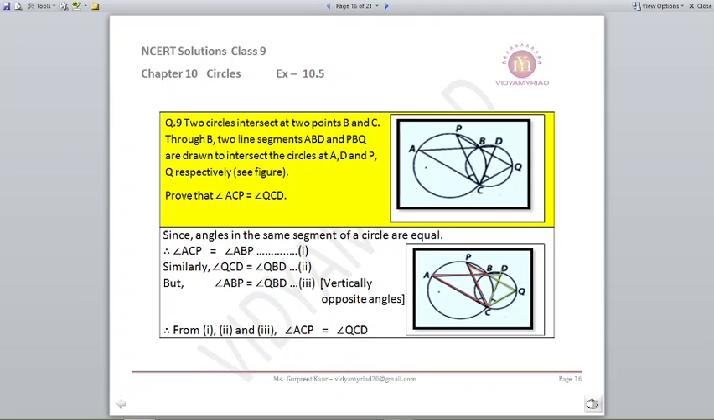But if you see over here, angle ABP will be equal to angle DBQ because of the vertically opposite angles, and considering all the equations 1, 2 and 3, we can prove that angle ACP is equal to angle QCD.